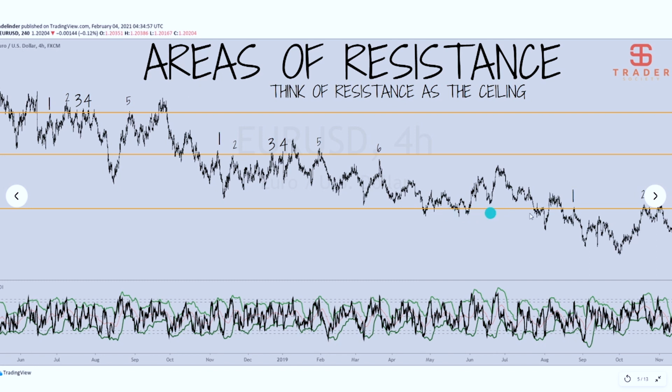So we have a support area in here. Market finally breaks this area of support. And as you can see on number 1 right here, support turns resistance again.